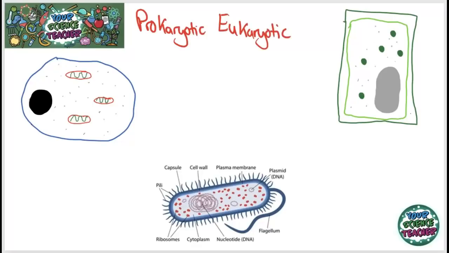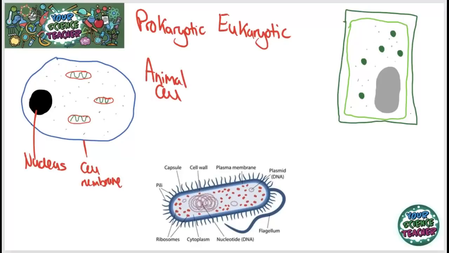So eukaryotic cells can be found in animals as well as plants, and over here we just have a generic animal cell. If we have a look at some of these key parts in the animal cell, this black blob in the center of my cell is my nucleus, which stores the DNA. Around the outside you have the cell membrane, and this is like the bouncer of your cell. It lets things diffuse in and out of your cell.